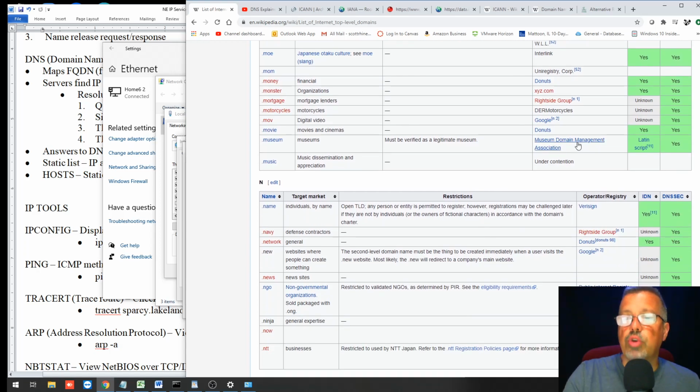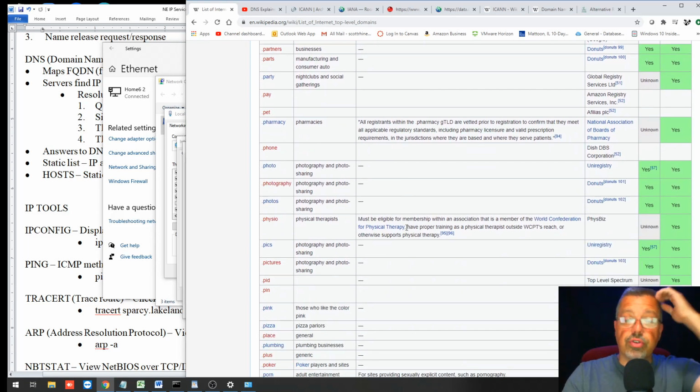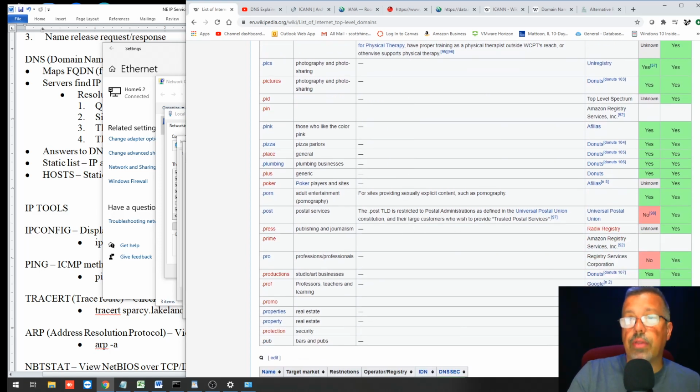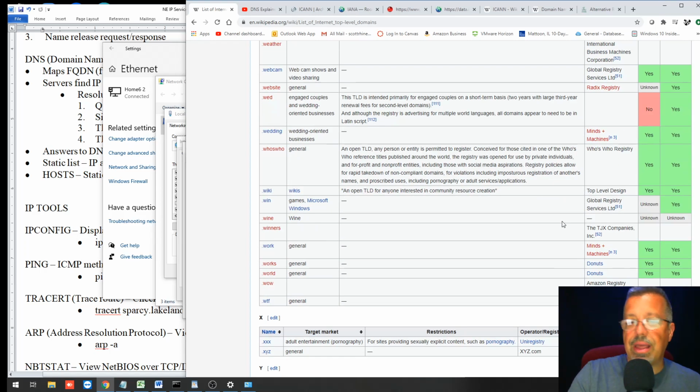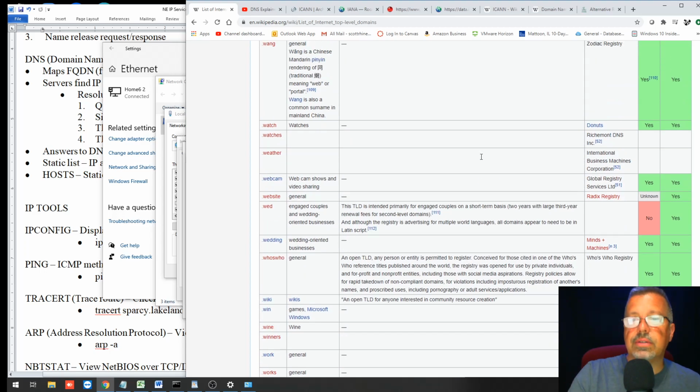The Museum Domain Management Association takes care of .museum. That's interesting. .music, under contention. Amazon tried to get it, I know, at one point. .movie is interesting, that Donuts still has. Anyway, it goes on and on and on. So there's all of these things. Now, there is a .adult and there is a .xxx that they added. But it is not required that adult sites use them, so you can't use it to filter.